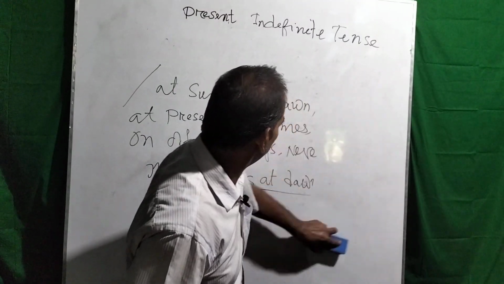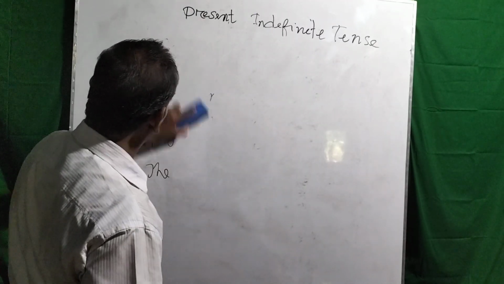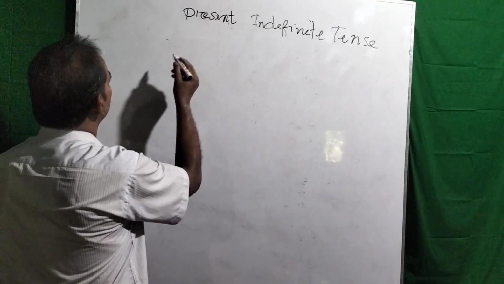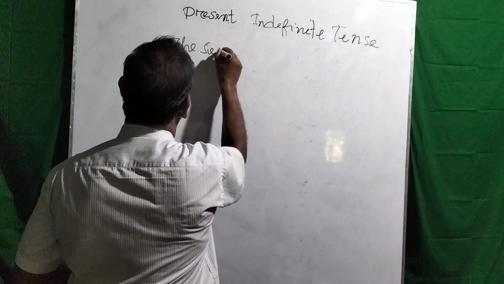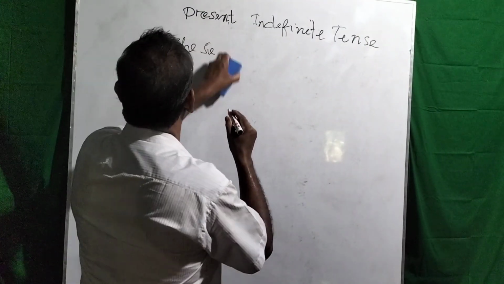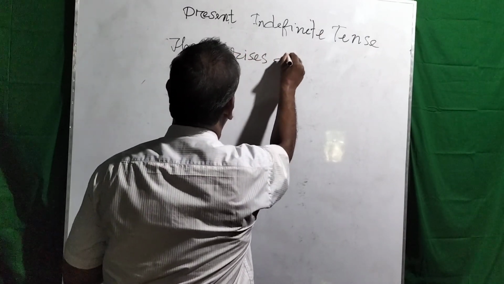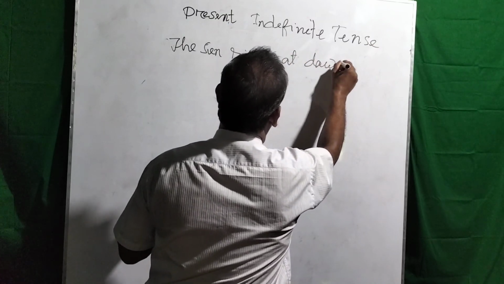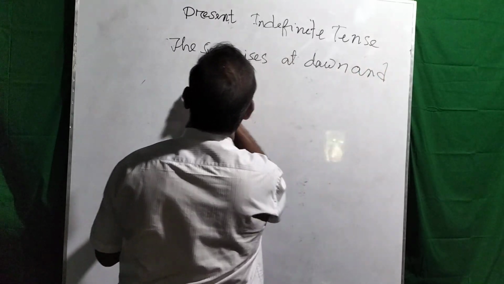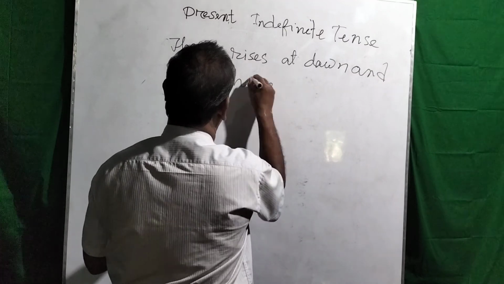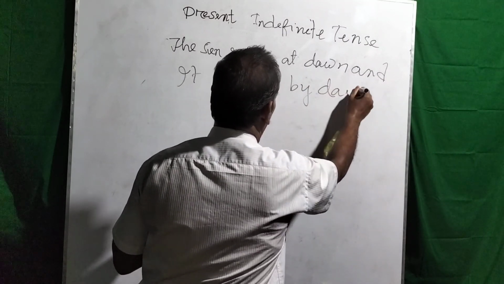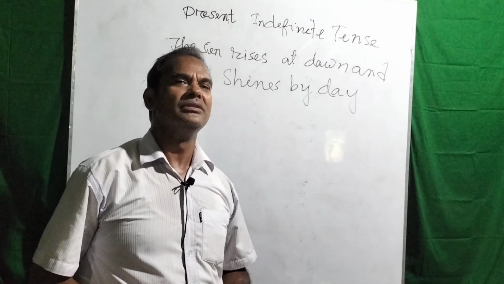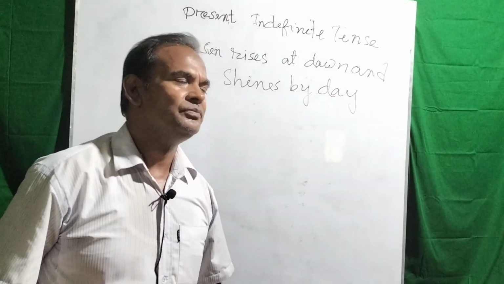Okay, please look at the whiteboard. We can also use tonight, at night, at dead of night, etc. or by day. As for example, the sun rises at dawn and it shines by day. That means the sun rises at dawn or early in the morning, and it gives its light by day at any time of the day.